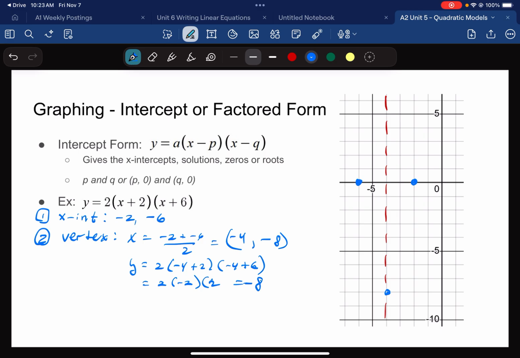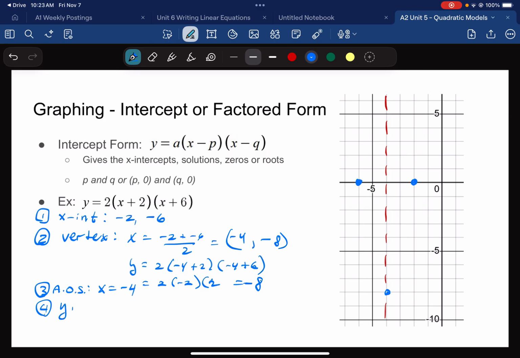Well, I guess we could write our AOS. Even though we plotted it already, it's x equals -2. I'm sorry, it's x equals -4. And then the a value is positive. I kind of skipped that step. The a value is positive. It opens up. And let's find our y-intercept.